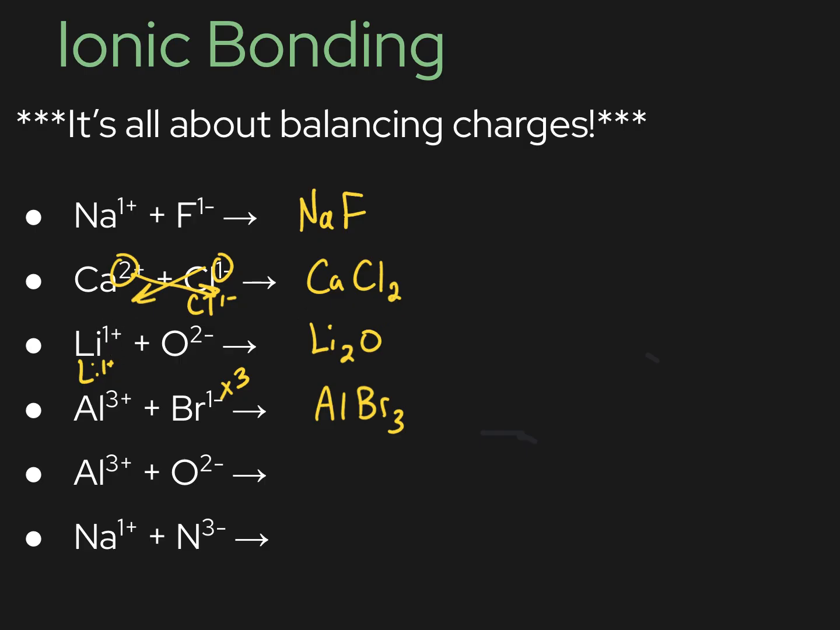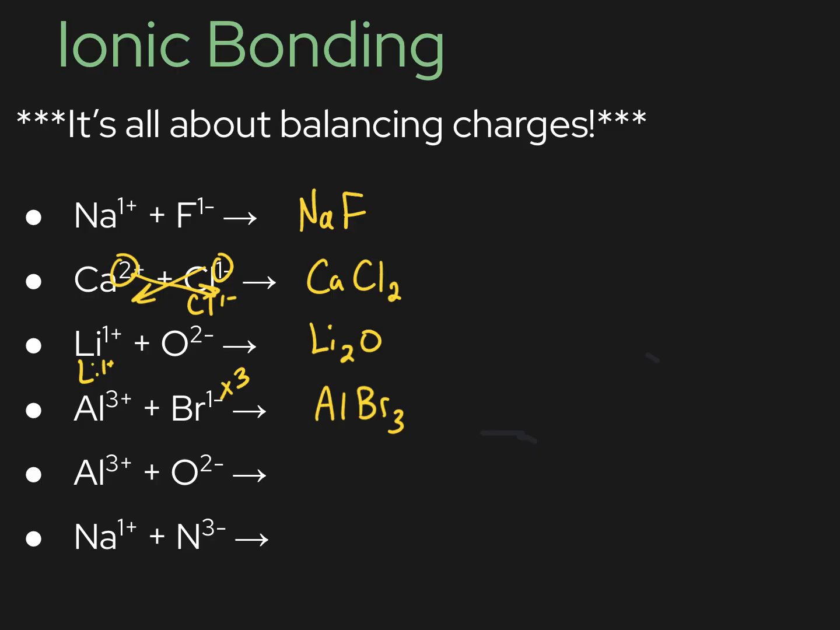It works here too, right? 1 plus and 2 minus. The 1 goes down here. The 2 goes down here. So you have Li2O1. Same here. Aluminum is a 3 plus, bromine's a 1 minus. So you put the 3 down here behind the bromine and the 1 down here behind the aluminum, AlBr3.